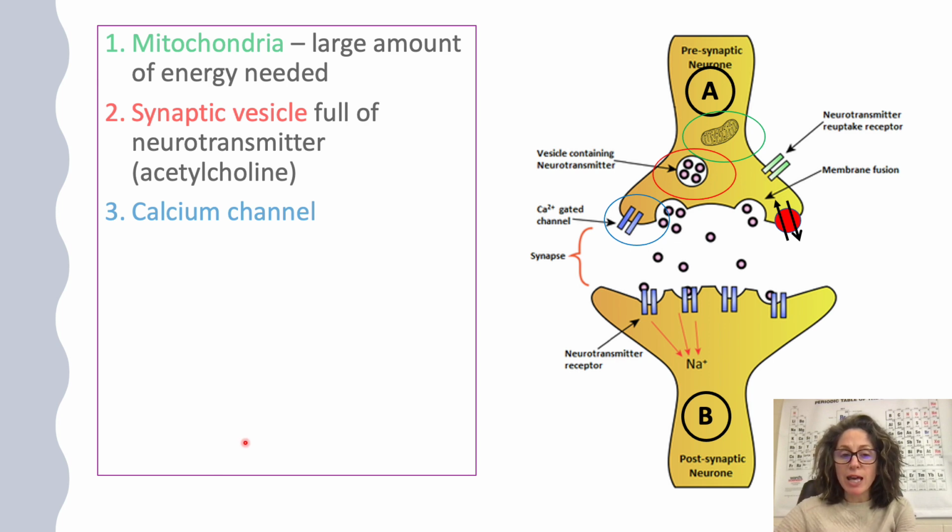Next, we have a calcium channel. So this is very much like the channels that we've talked about previously, and it's involved in causing the release of the neurotransmitter to the synapse, and we'll look at that more in the future. Then again, we have our synaptic cleft, which is containing the synapse and just that little bit of space between the presynaptic neuron and the postsynaptic neuron.